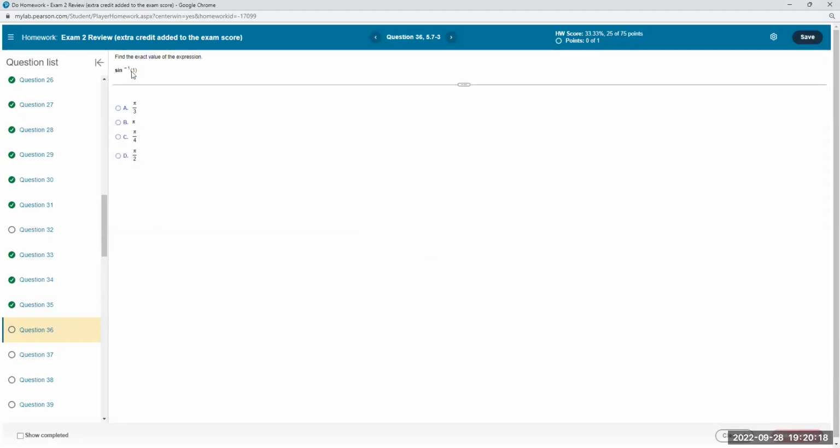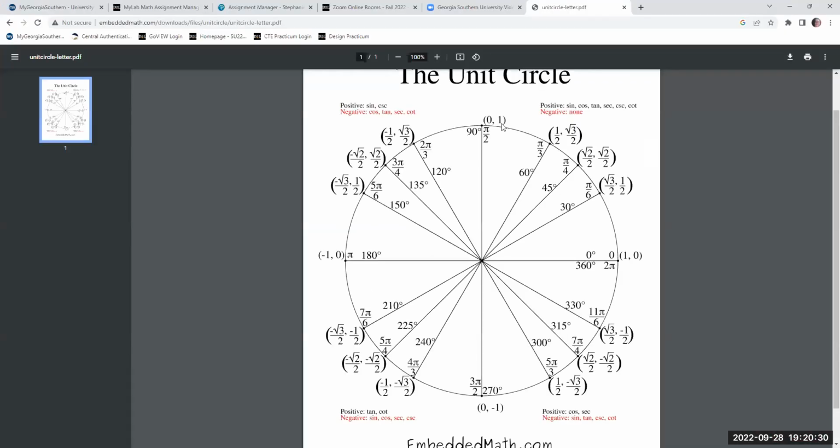This is a quadrantal angle. Whenever you have the y coordinate equal to 1, that is right here on the unit circle. That is here at the top. So that's pi over 2 is the angle that gives you a y coordinate of 1.